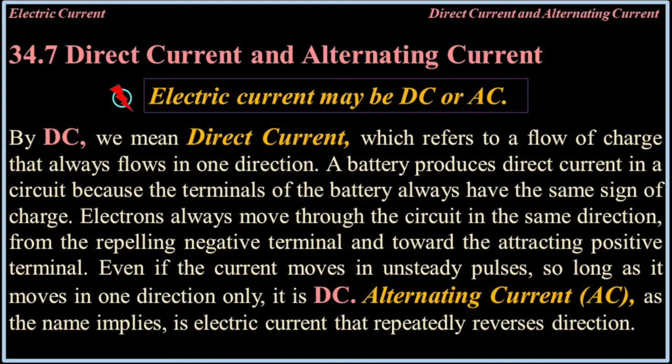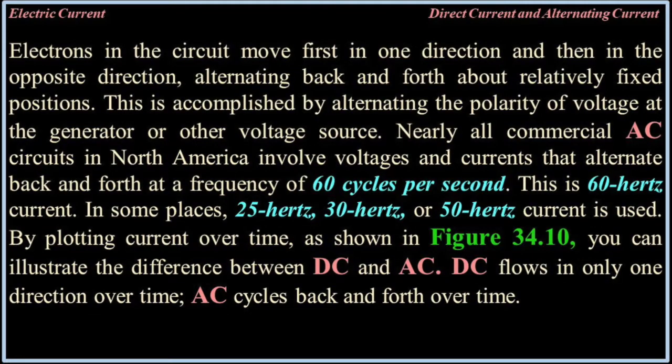Even if the current moves in unsteady pushes, so long as it moves in one direction only, it is DC. Alternating current, AC, as the name implies, is electric current that repeatedly reverses direction. Electrons in the circuit move first in one direction and then in the opposite direction, alternating back and forth about relatively fixed positions. This is accomplished by alternating the polarity of the voltage at the generator or other voltage source.